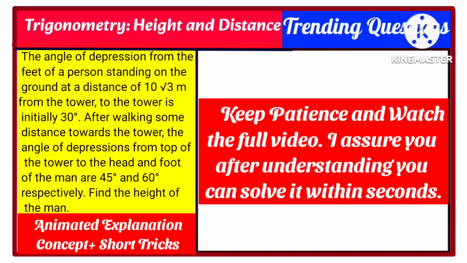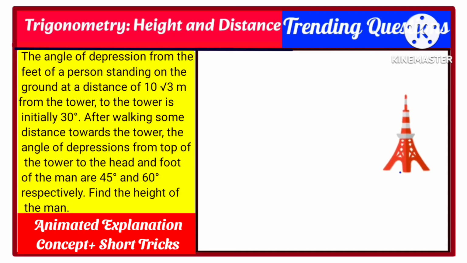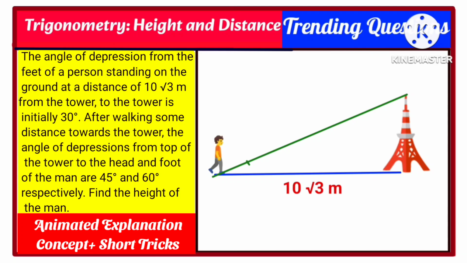The angle of depression from the feet of a person standing on the ground at a distance of 10 root 3 meter from the tower to the top of the tower is initially 30 degree. So as you can see, the distance of the man from the tower is 10 root 3 meter and the angle of depression from the top of the tower to the feet of the man is 30 degree. And it is said, after walking some distance towards the tower, the angle of depression from the top of the tower to the head and the foot of the man are 45 degree and 60 degree respectively.